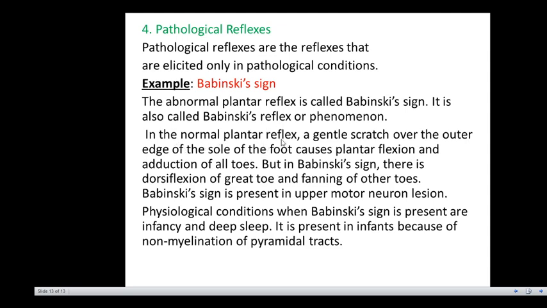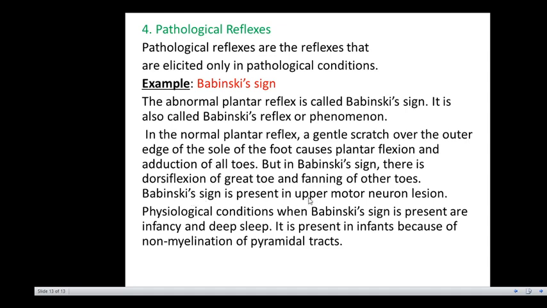In the normal plantar reflex, how is it elicited? A gentle scratch over the outer edge of the sole of the foot causes plantar flexion and adduction of all the toes. But in Babinski's sign, there is dorsiflexion of the great toe and fanning of the other toes. Babinski sign is present in upper motor neuron lesion. In case of upper motor neuron lesion, we find this abnormal reflex, that is the Babinski sign.